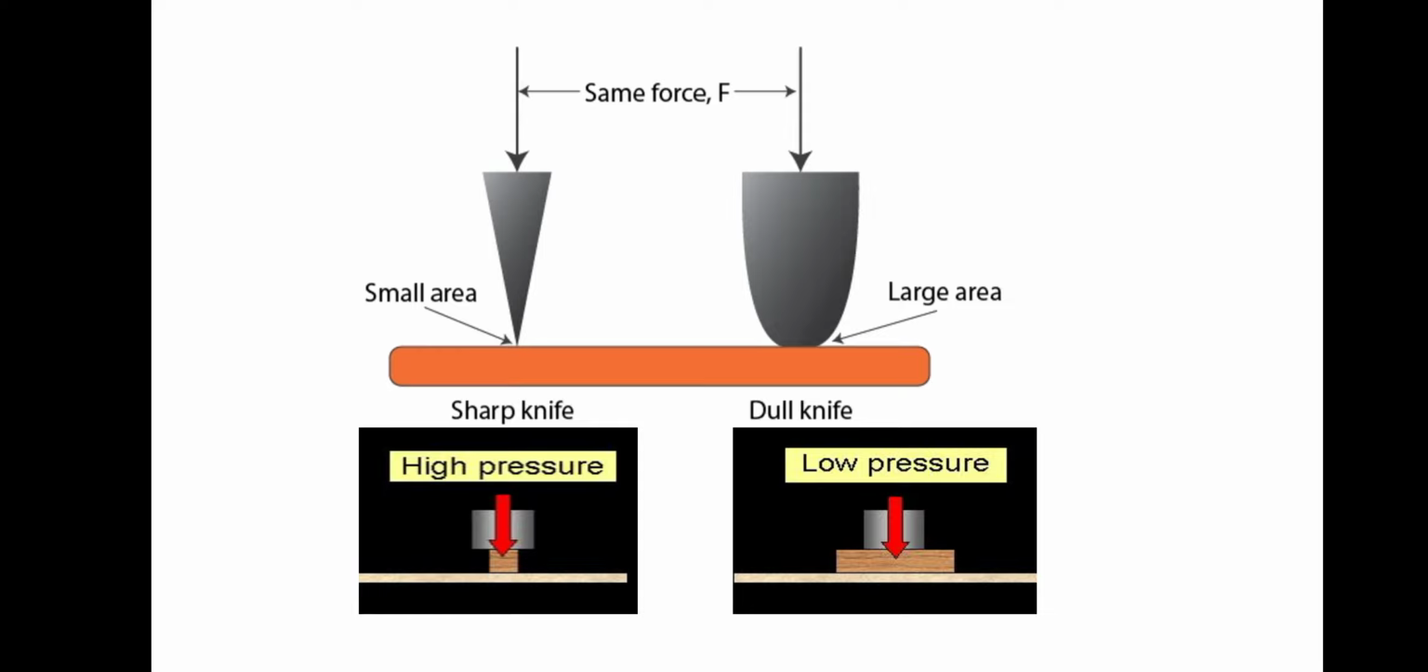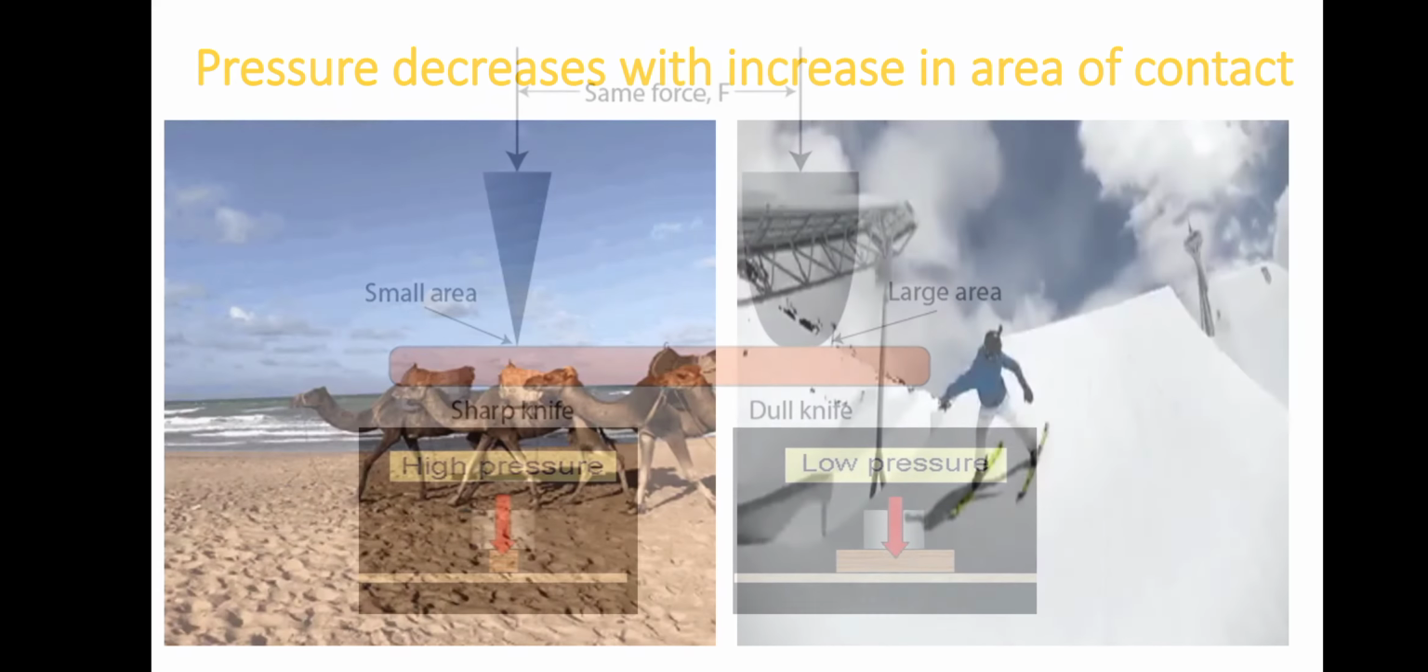Here we have two objects on which the same force has been applied. One object is having very small area, whereas the other is having large area. That is the sharp knife with smaller area and the dull knife with large area. So a sharp knife will exert high pressure and hence it will produce good cutting, whereas a dull knife will exert low pressure and the cutting will not be good.